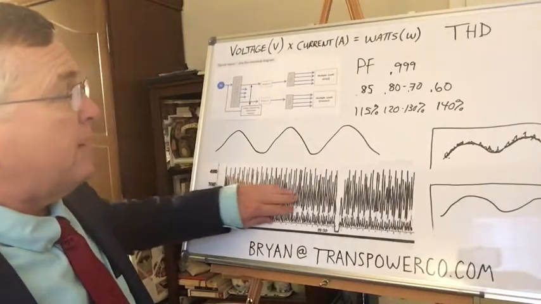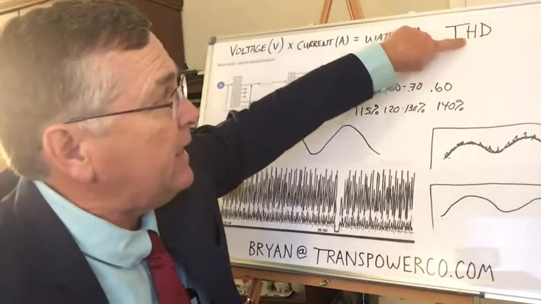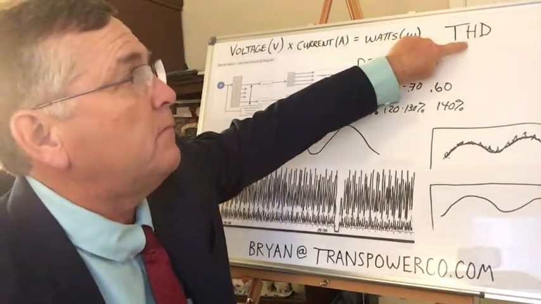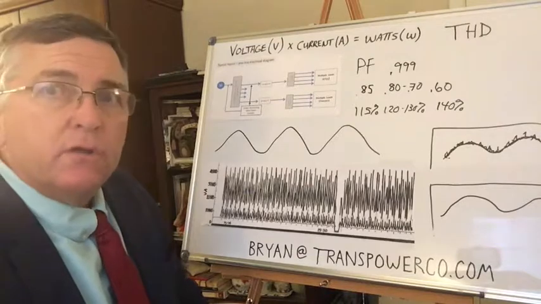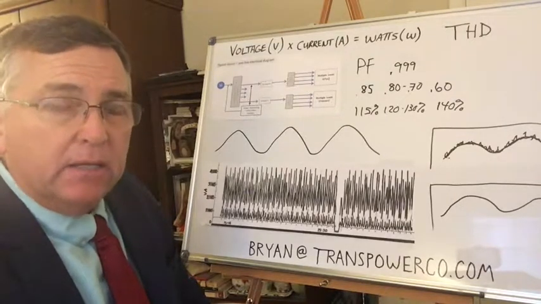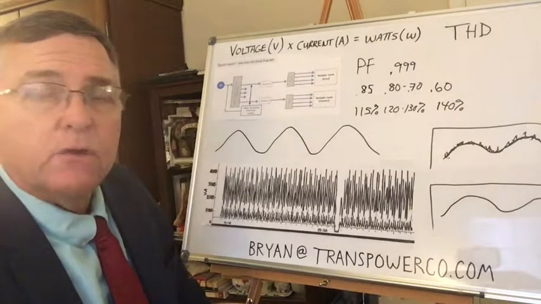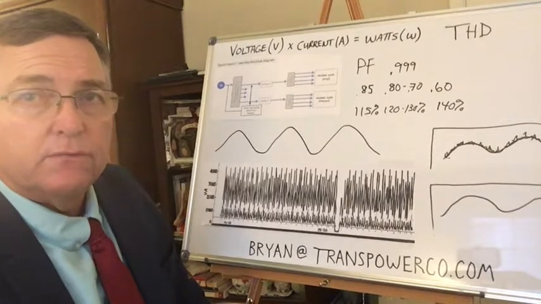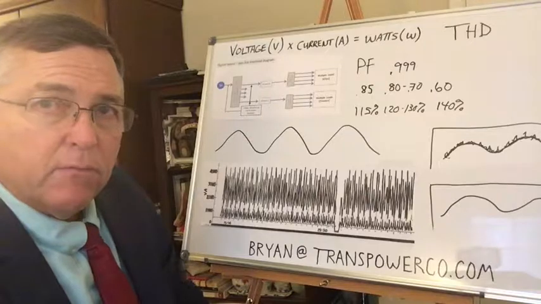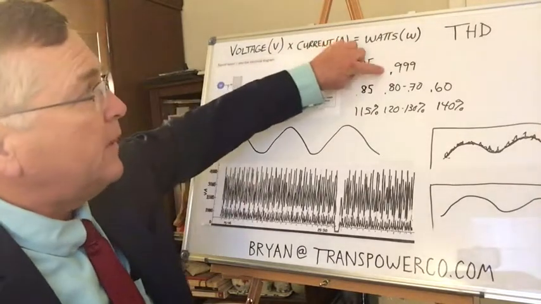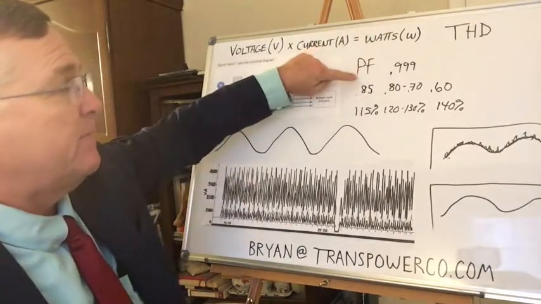Now, what's bad? This is called THD, which stands for total harmonic distortion. And total harmonic distortion causes heat. And heat is the enemy of everything electronic in your electrical system. And it also destroys your power factor. Remember, it was 0.999, which is basically perfect.